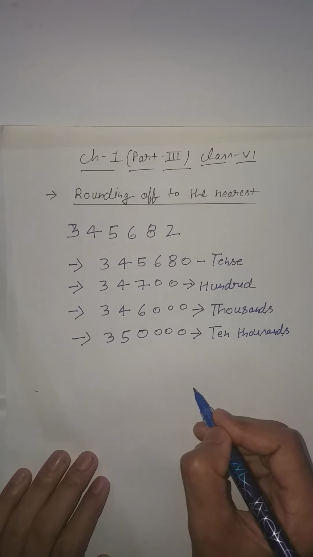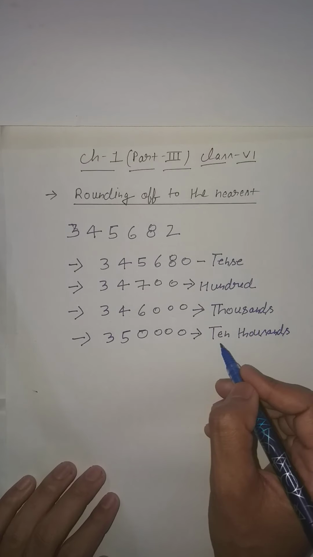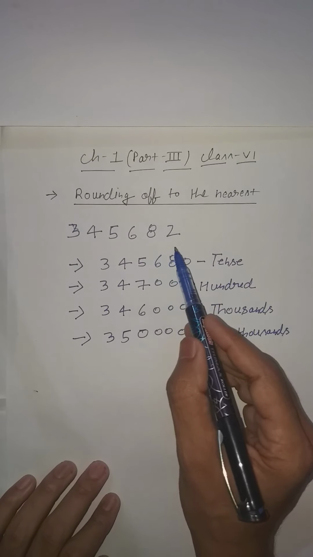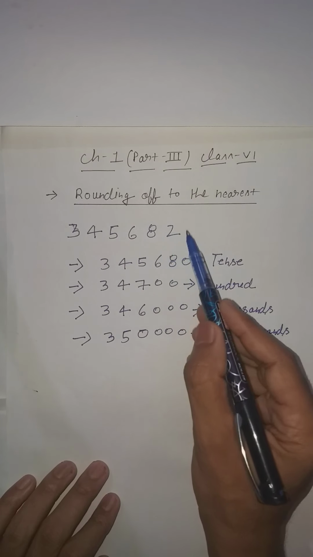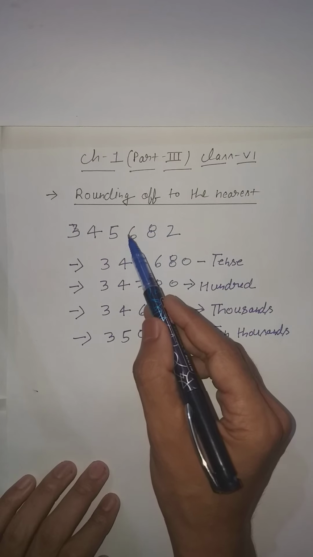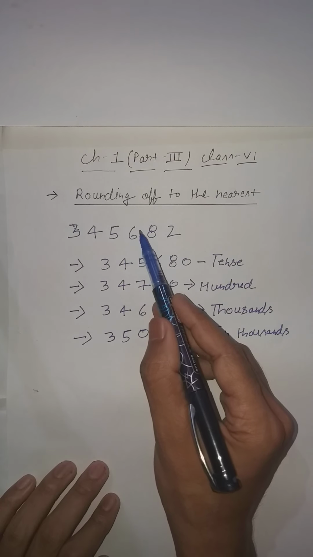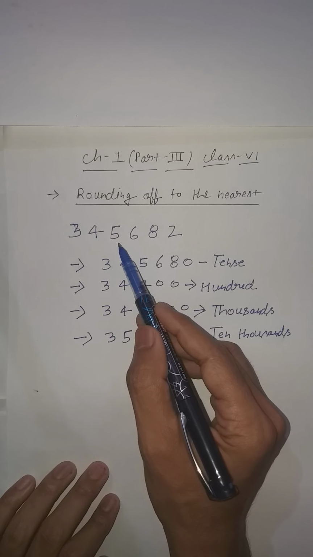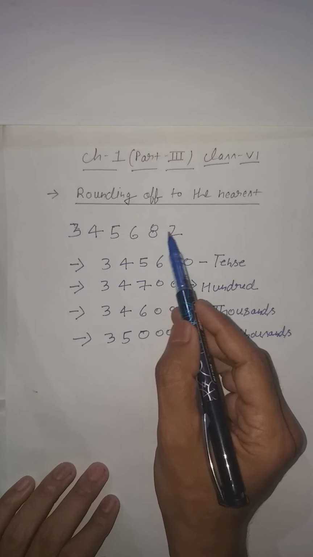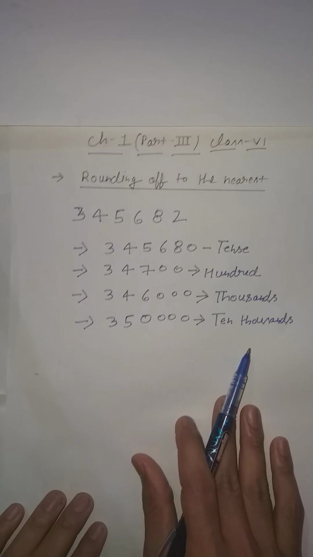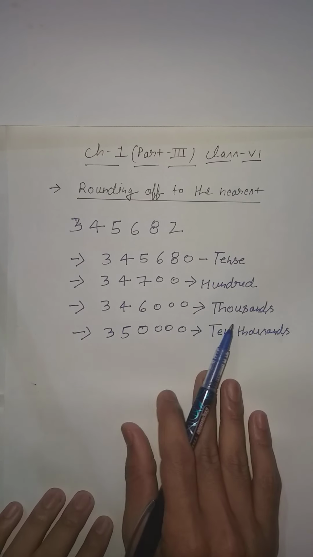Now I think your concept is clear according to the round off. If you have to do the round off to the nearest tens, you will see the ones place. Nearest 100, then you will see the tens place. Nearest 1000, then you will see the 100 place. Nearest 10,000, then you will see what? Nearest ones, tens, 100, 1000 place. Clear to everyone? Now I am going to give some examples related to this question.